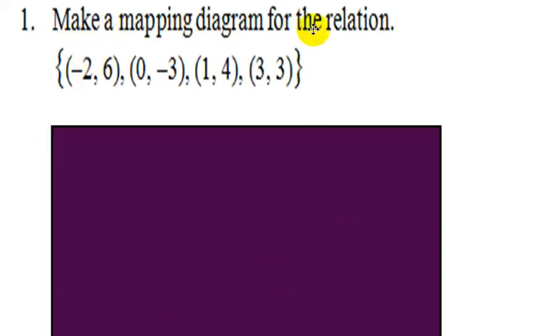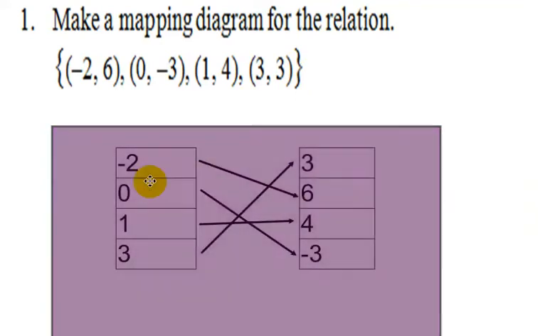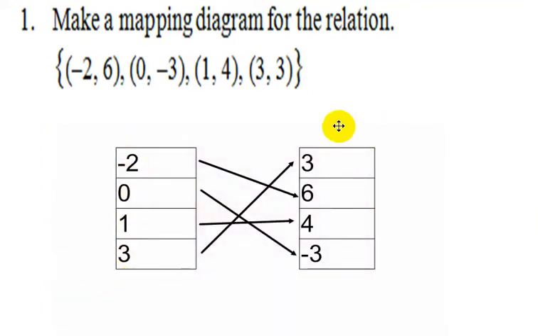Problem 1 says, make a mapping diagram for the relation. We've got a set of coordinate pairs, x and y. So you want to make a column for the x's with all the x points, and a column for the y with all the y points. Here's my x, there's my y. Next, you want to map them. So negative 2 goes to 6, 0 goes to negative 3, 1 goes to 4, and 3 goes to 3. And that's your mapping diagram.